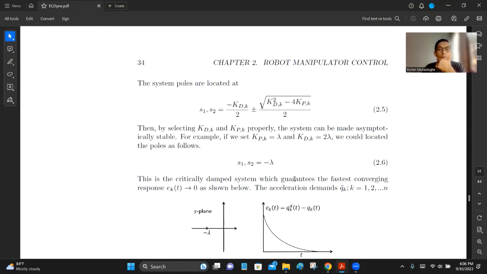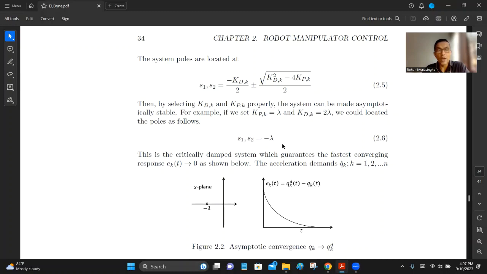Now, if you select K_D and K_P properly, the system can be made asymptotically stable. You know what I mean? For example, if we set K_P to lambda squared and K_D to 2 lambda, roughly, we could locate the poles as follows: s1, s2 is equal to minus lambda. You can actually make these two poles coincide, right? On top of each other at minus lambda. Whatever lambda you consider, just meet this requirement: K_P is lambda squared and K_D is 2 lambda.